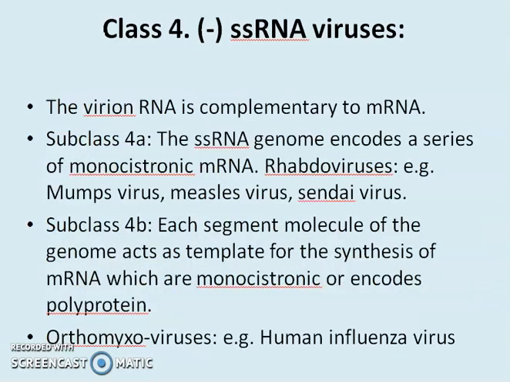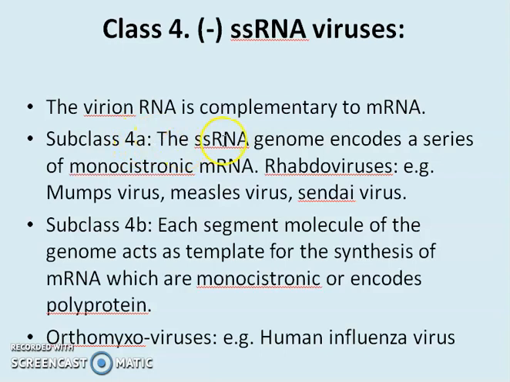Now, the fourth type. The fourth type is minus-stranded single-stranded RNA viruses. Here, the viruses have an RNA genome which is single-stranded, but the sense is minus-stranded. Here, minus-stranded means it is complementary to the mRNA. That means this itself cannot act as an mRNA. This acts as an intermediate, and that produces an mRNA which is complementary to this RNA. This group also has two subclasses, 4A and 4B.